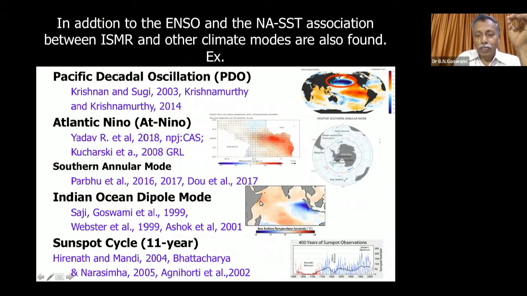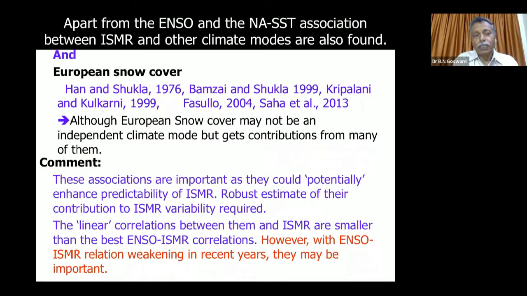Then, of course, there is the Indian monsoon dipole mode, and even the sunspot cycle has been related to the monsoon. All these I am not going to be able to discuss in detail. In addition to that, of course, there is the snow cover and monsoon relationship. As I said, it was also found that there is some relationship between the European snow cover and Indian monsoon, and it has gone through several evolutions. But again, I am not going to go into great detail here because of the time limit.